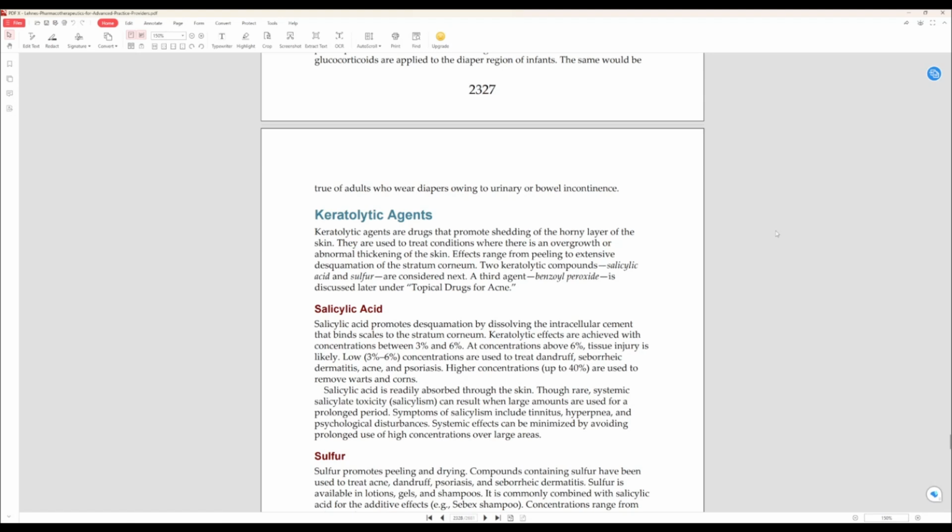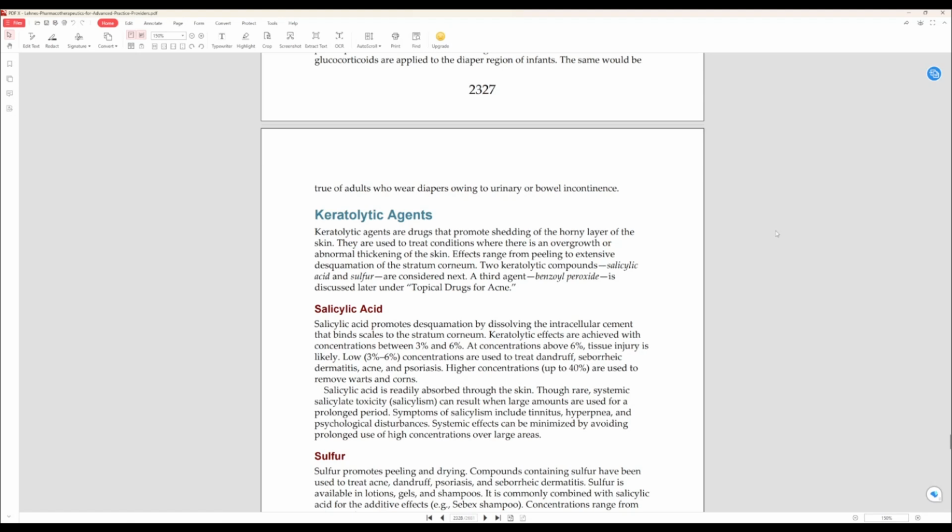So again, 3 to 6% concentrations are used to treat dandruff, seborrheic dermatitis, acne, and psoriasis. Higher concentrations, which can be as large as 40%, can be used to remove warts and corns. Salicylic acid is readily absorbed through the skin. Though rare, systemic salicylic toxicity, such as salicylism, can result when large amounts are used for a prolonged period.